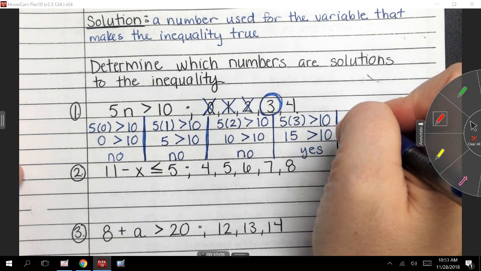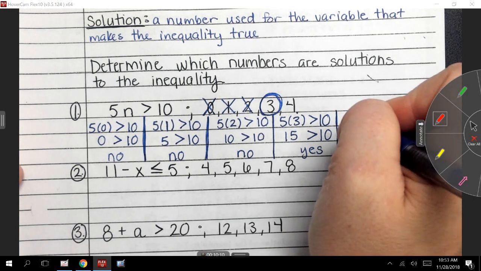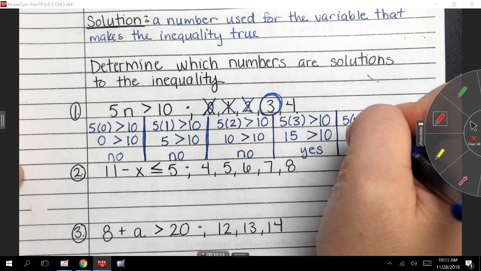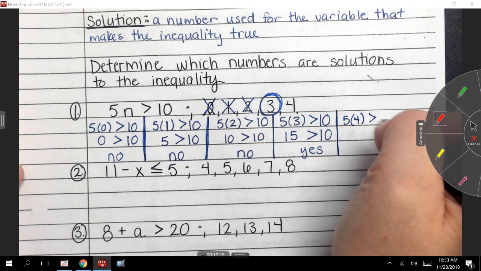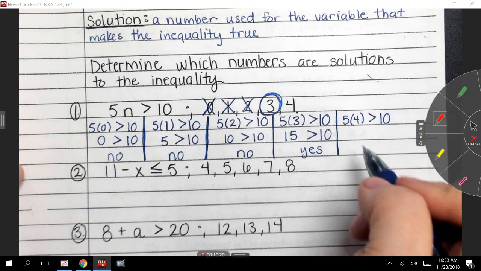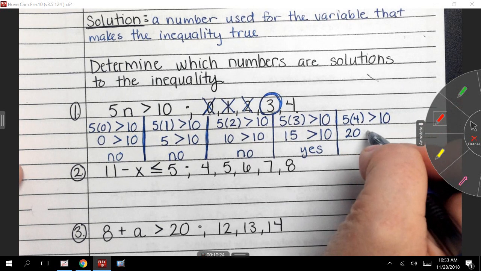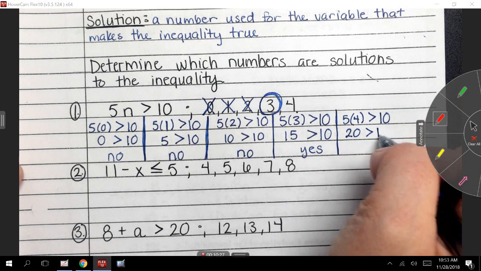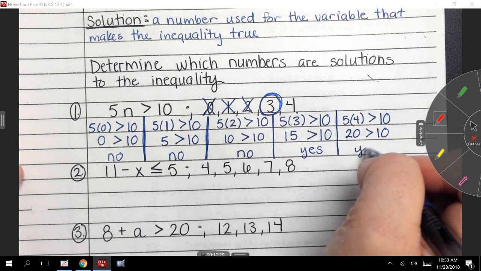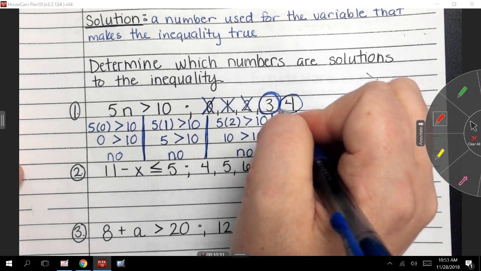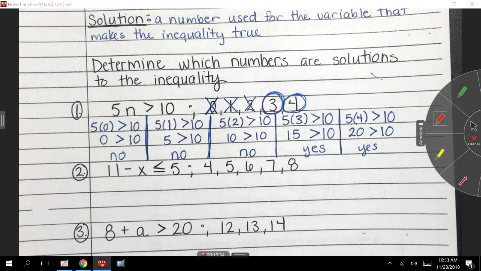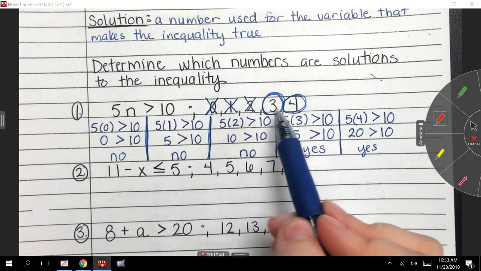Set it up for me. You do 5 and put 4 in parentheses. Put the greater than symbol. Perfect. Then you put 10. And you multiply 5 times 4, and we get 20. And you put the greater than symbol and 10. And is that one true? Yes. So how many answers did I get? 2. Out of those 5, 2 of them work. Now, guys, are those the only 2 numbers in the whole wide world that will work? No. Those are just the 2 that they gave me that work.